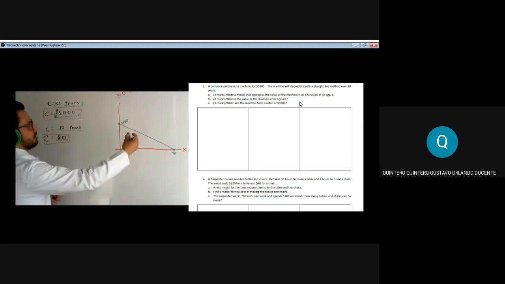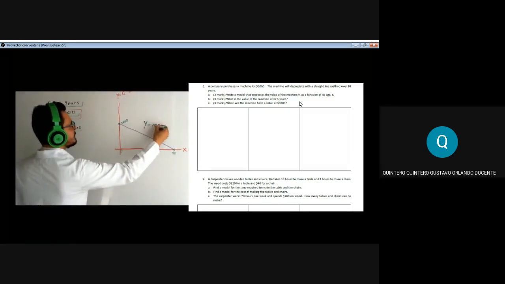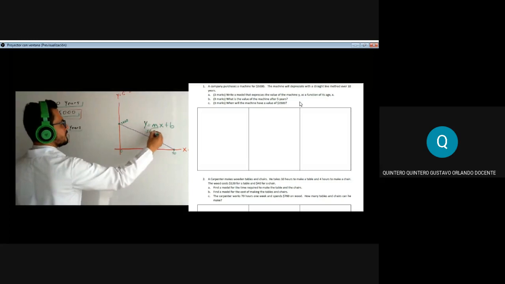You guys remember, hopefully, that an equation of a line is in the form y equals mx plus b, right? m will be the slope of our line, and b will be the y-intercept. So that is what we need to find. We need to find the values of m and b, the slope and the y-intercept.